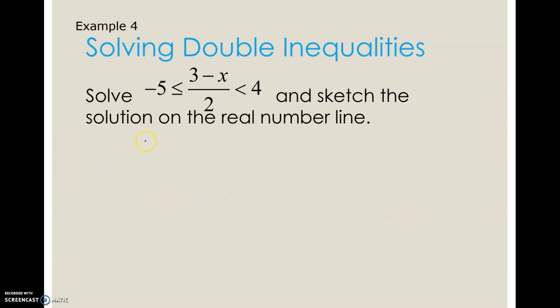All right, this one, I'm going to rewrite it so I can actually work on this. -5 is less than or equal to 3 minus x, that whole thing divided by 2, is less than 4. Okay. Step 1, do you see how that's a big, long division bar? How do we undo divide? Multiply. We are going to multiply everything by 2.